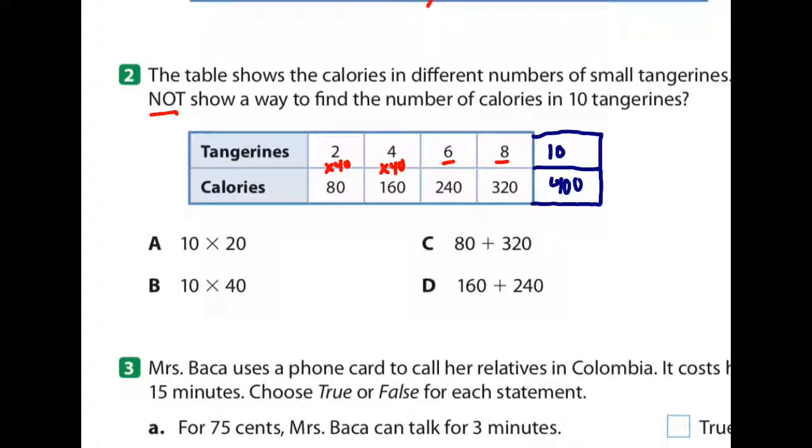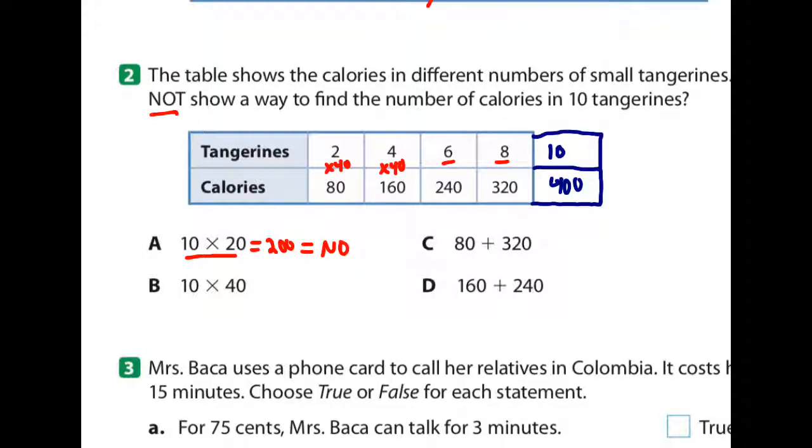So let's go through and see which ones would work. In the first one, it says, would 10 times 20 find the calories? Well, no, 10 times 20 is 200, right? So right now, I'm thinking this is the answer because I'm thinking this is a big no. It will not find the calories in 10 tangerines. But I'm going to figure out B, C, and D.